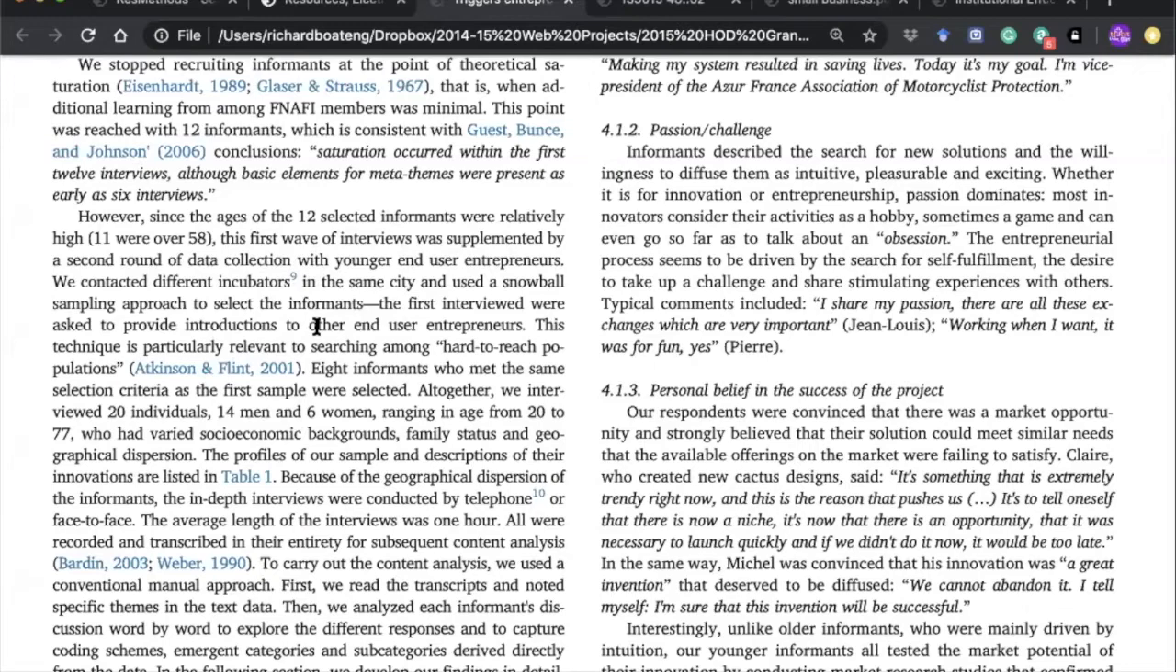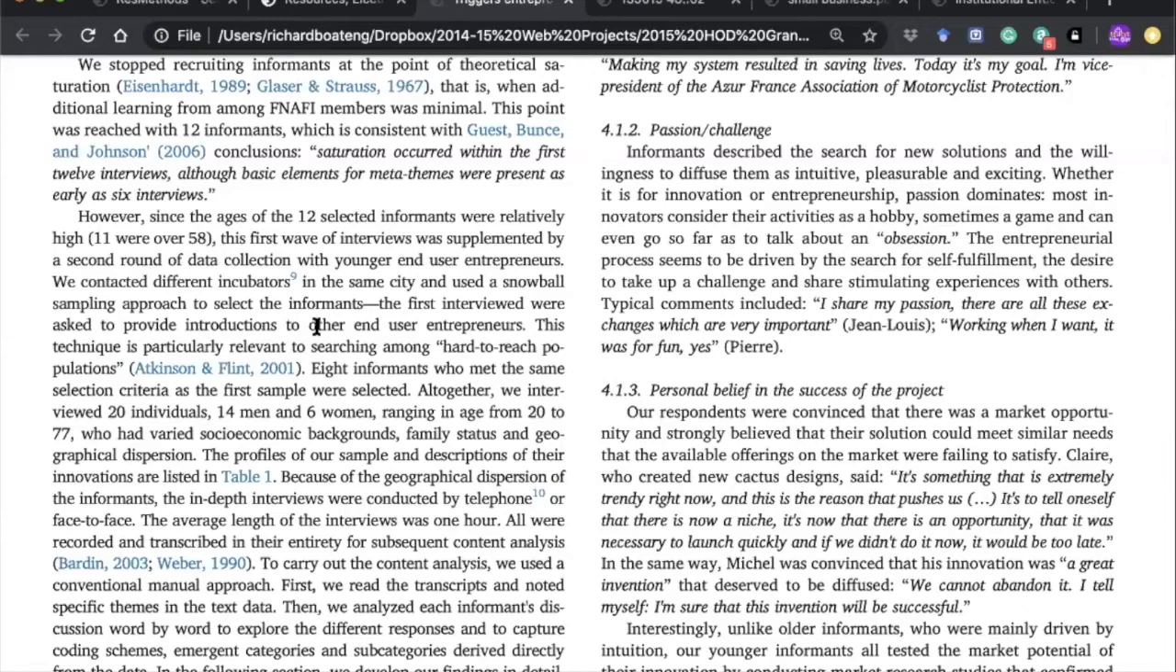This technique is particularly relevant to searching among hard to reach populations. Eight informants who met the same selection criteria as the first sample were selected. Although we interviewed 20 individuals, 14 men and 6 women ranging from the age 20 to 77, who had varied socioeconomic background, family status, and geographical dispersion. The profiles of our sample and their descriptions of their innovations are listed in table 12.